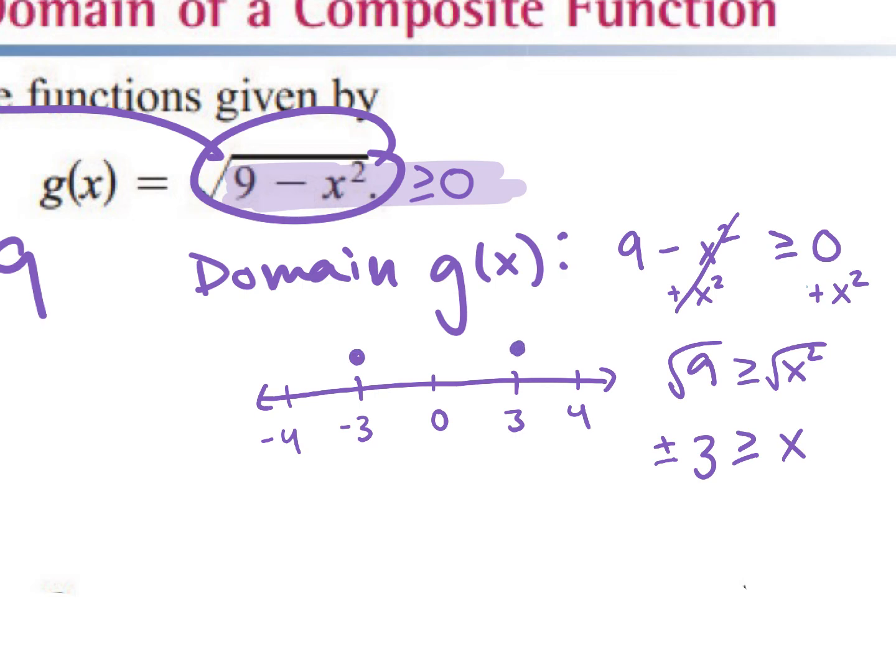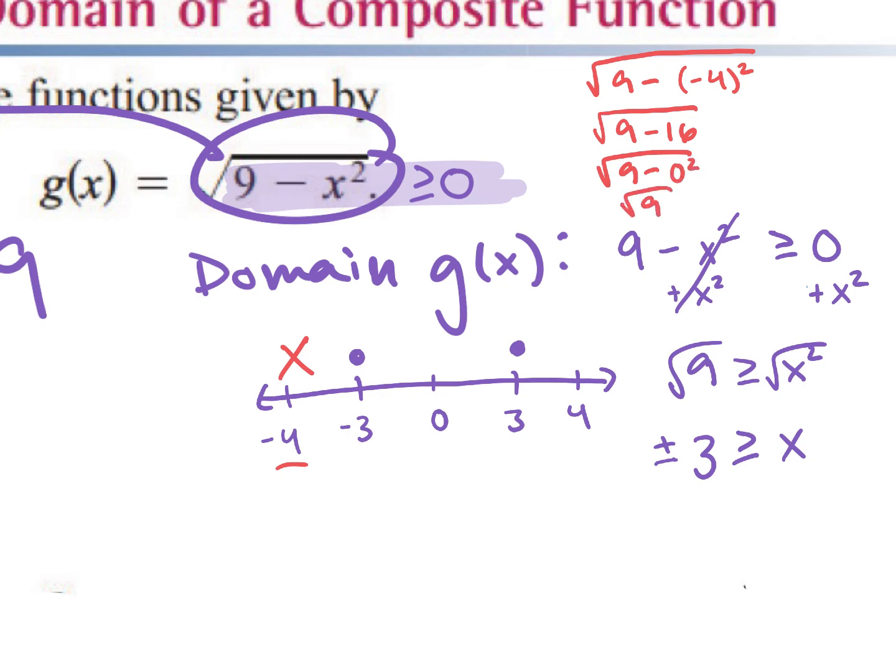So let's check. If I plug in 4, or negative 4, into my function, I have the square root of 9 minus negative 4 squared. So this would be 9 minus 16. Does this give me a positive number? No. So the outside part doesn't work. I can plug in 0 to check. So I have the square root of 9 minus 0 squared, which would be the square root of 9. Does that work? Yes. So the inside works.